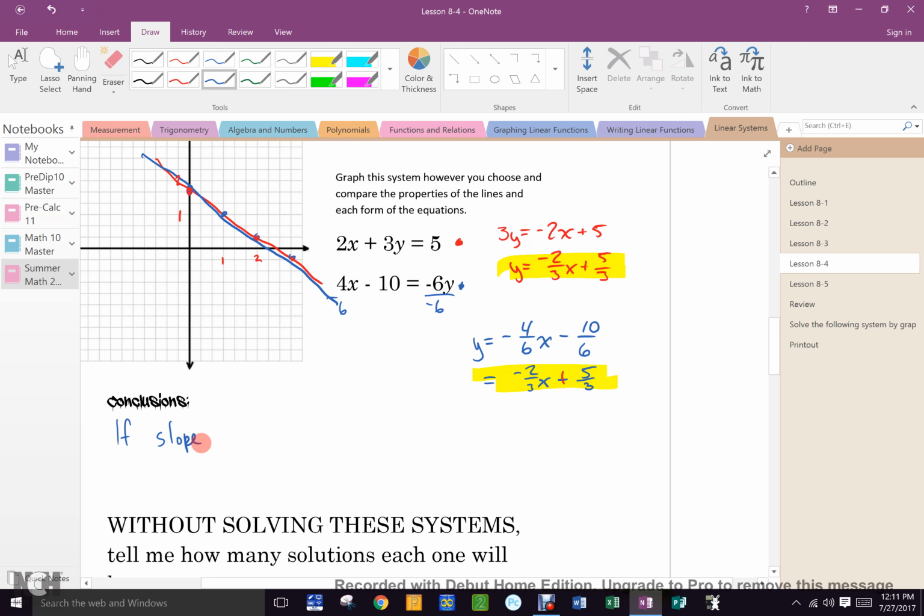If the slope and the y-intercept are the same, then you have infinite solutions.